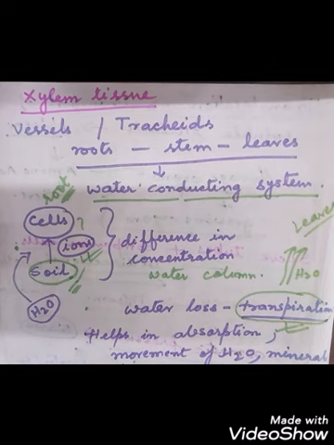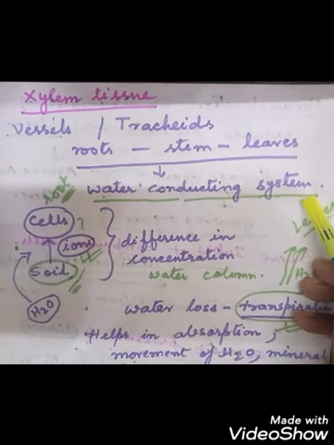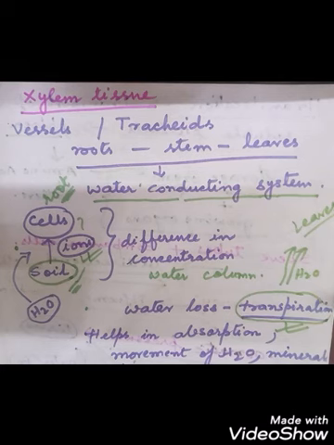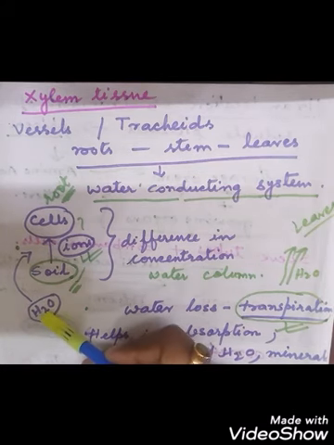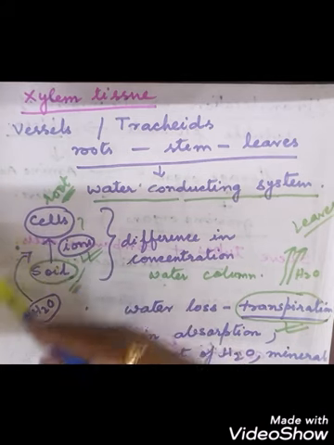So mainly the vessels and the tracheids will help in the conduction of the water from the roots towards the leaves. So they form the water conducting system. So how will they conduct the water? So from the soil, the water will enter and it has to go to the cells of the root.